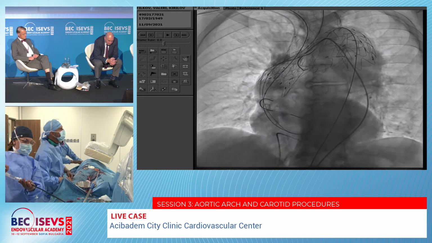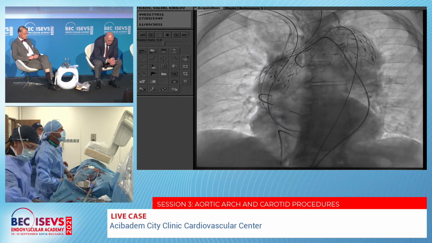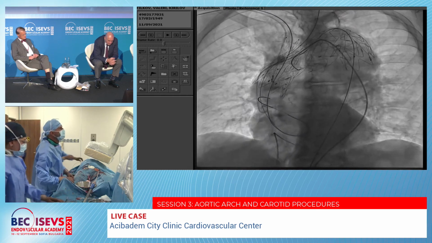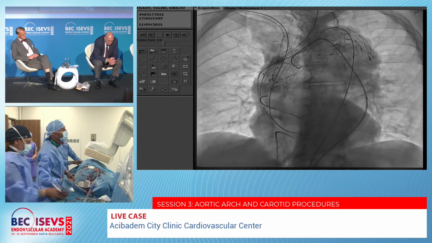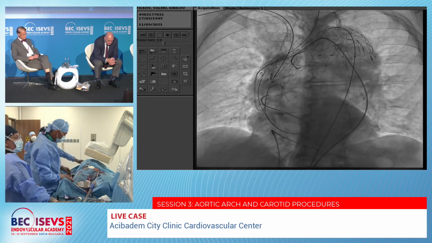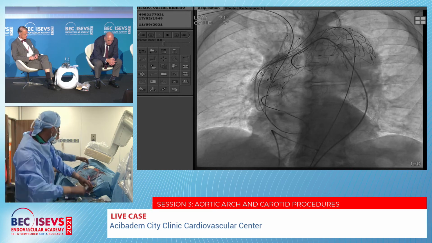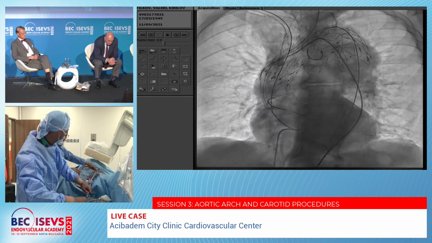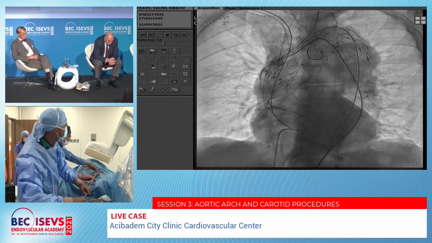It's okay. Okay. The sheath, remove. Little out. Okay. It's perfect. Perfect, yes. Now we are going to put the big femoral sheath instead of the aortic graft delivery system.